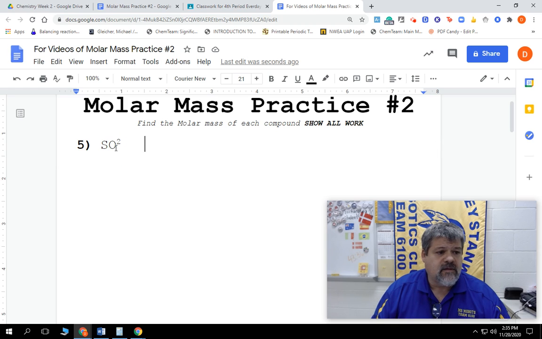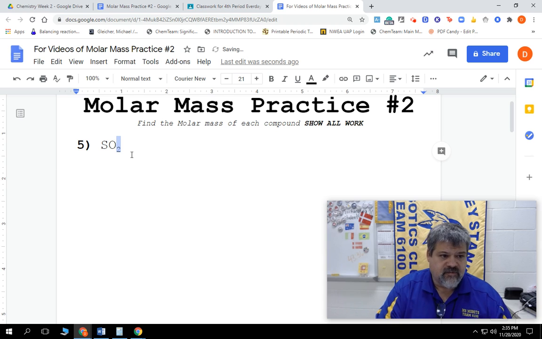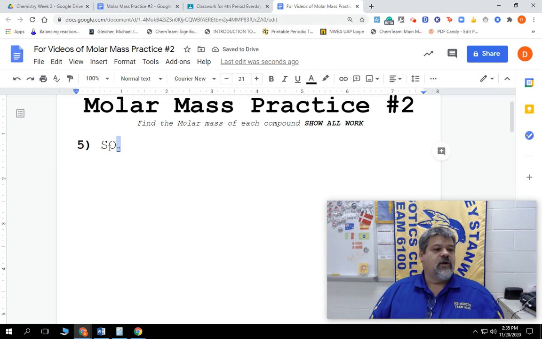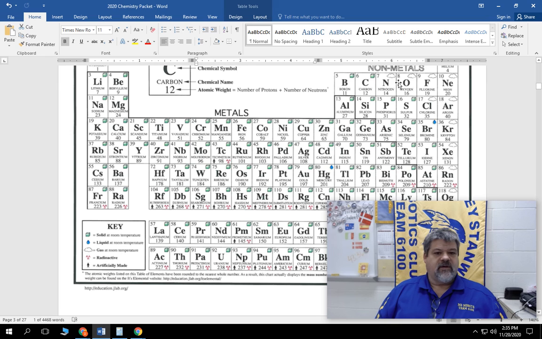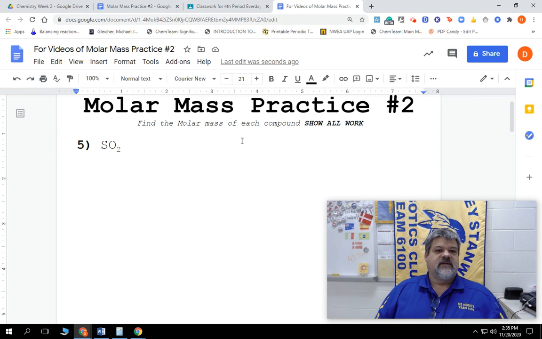So let's go ahead and do this. I'm going to change this right here and make that a subscript like it should be. Okay, so the first one is sulfur. How do we figure that? We're going to look at the periodic table. We have sulfur and we have oxygen. Now, it's not just sulfur oxide, because it is a type 3 and they're sharing electrons.